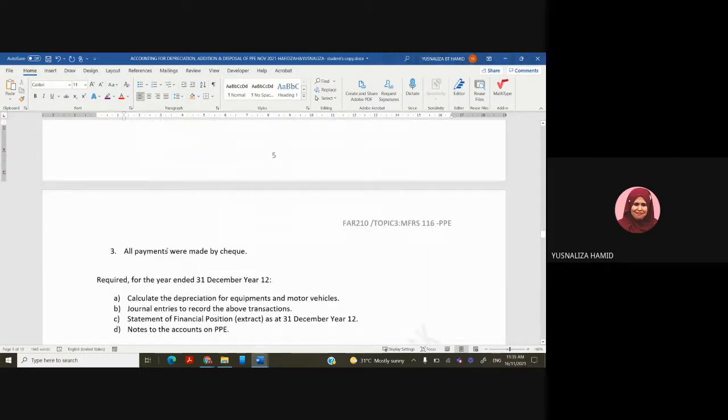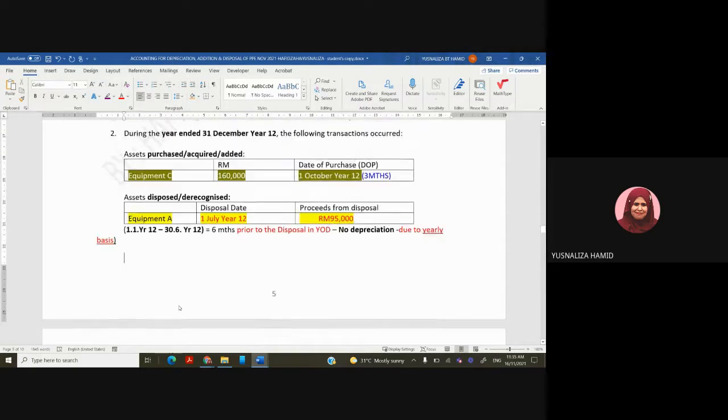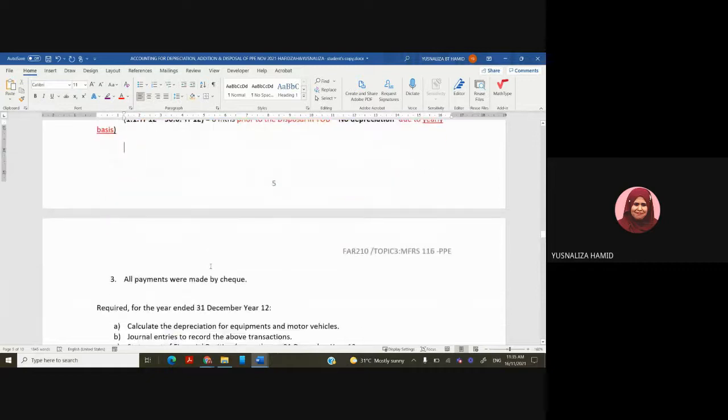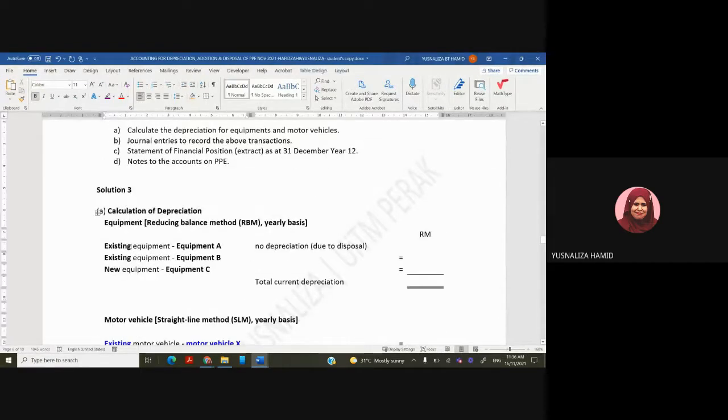So let's look at the payment. The payment was made by check for the asset being disposed as well as the asset being acquired. You are asked to calculate the depreciation. We're going to focus on the disposed equipment and the new equipment. Let's start with the disposed equipment, equipment A.